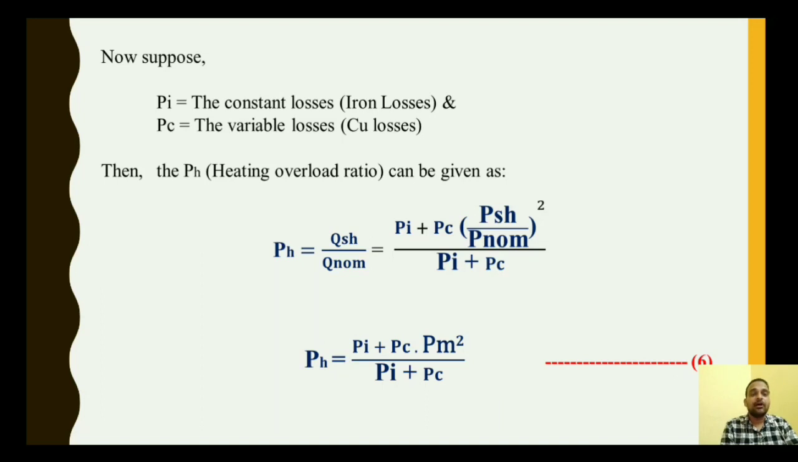Here Q is the loss, and the overall loss for the continuous rating can be considered as P_I plus P_C, that is the summation of iron losses, the constant losses, plus the copper losses, the variable losses. Rearranging, we can see P_H equals P_I plus P_C into P_SH upon P_norm, which is the P_M, the mechanical overload ratio definition. So P_M is the ratio of P_SH upon P_norm. So you can see P_H equals P_I plus P_C into P_M squared, divided by P_I plus P_C. So here we got equation number 6.